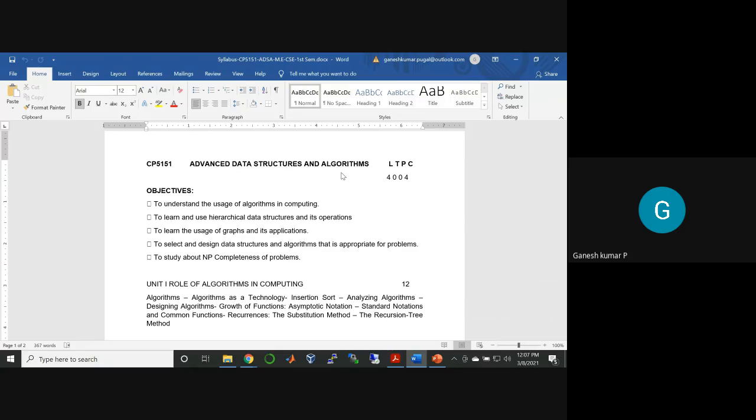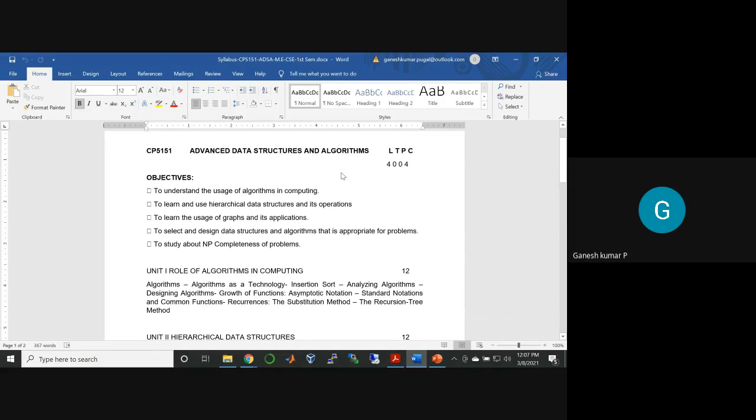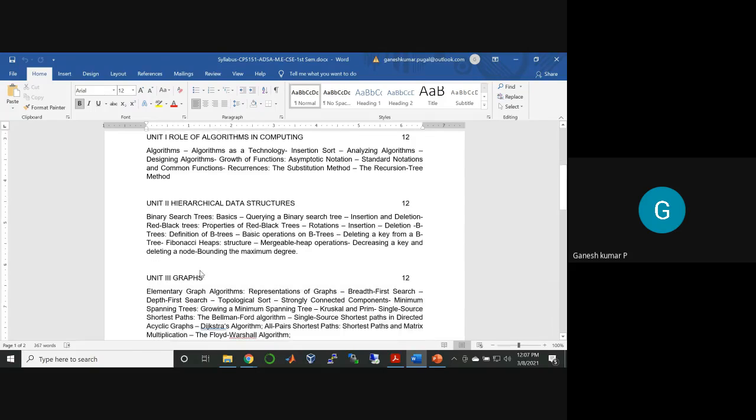Both subjects have been combined, and the word advanced is put before the words data structures and algorithms, in order to ensure that this is going to be a PG subject. That's the motive behind that. So the second and the third units are the ones that deal with the data structures.